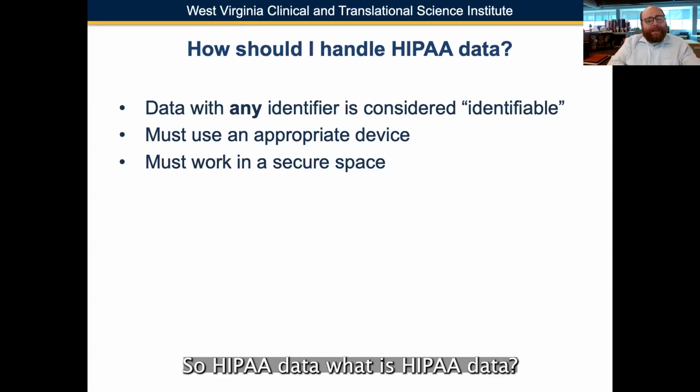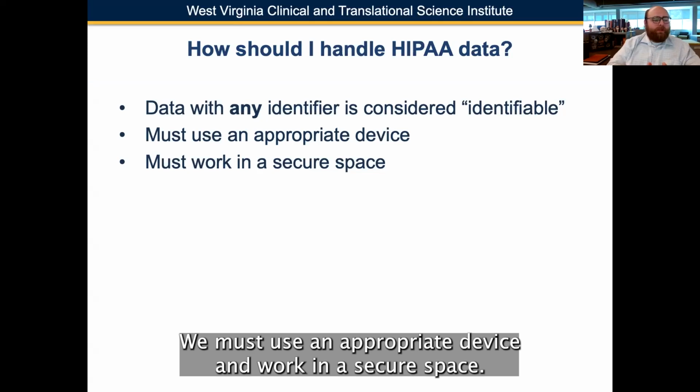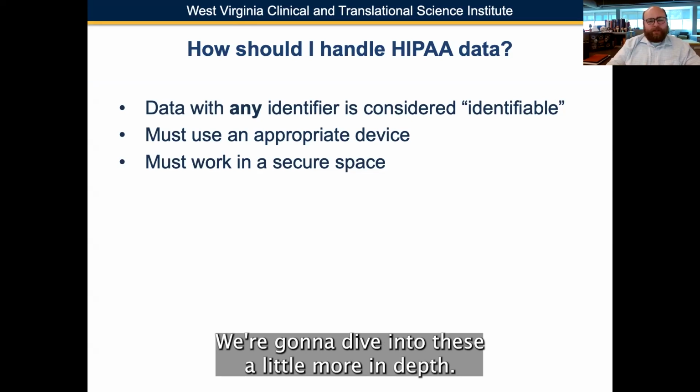So HIPAA data. What is HIPAA data? Any data set with at least one identifier is considered identifiable data. We must use an appropriate device and work in a secure space. Those are the general principles we're going to go over. We're going to dive into these a little more in depth.